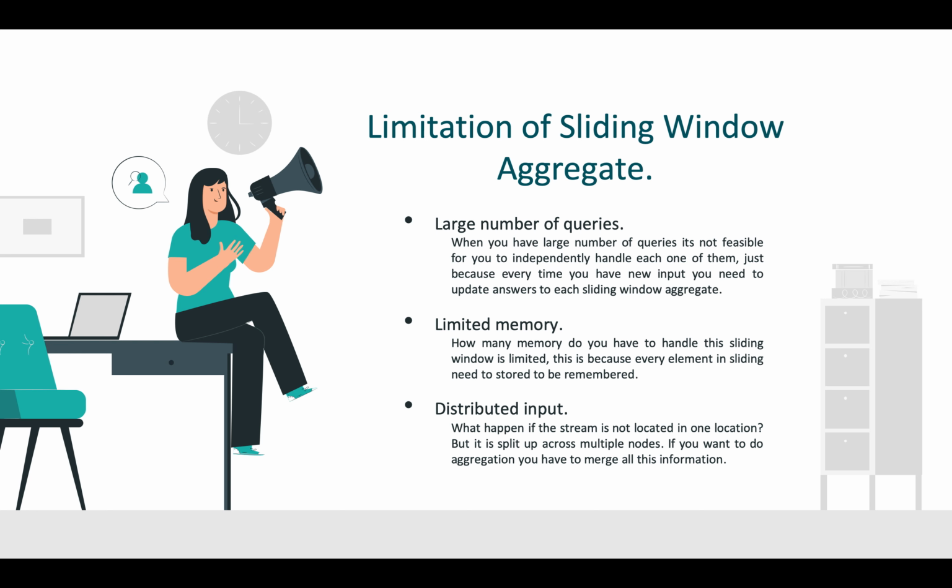Okay, next is limited memory. The memory you have to handle sliding window aggregates is limited. This is because every element in the sliding window needs to be stored and remembered. And thirdly is distributed input. What happens if the stream is not located in one location, but is split across multiple nodes? Here we need to merge all of these aggregations in one place before we can use them.